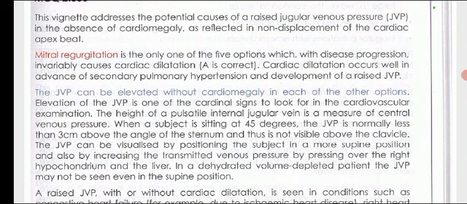Elevation of the JVP is one of the cardinal signs to look for in the cardiovascular examination. The height of a pulsatile internal jugular vein is a measure of central venous pressure. When a subject is sitting at 45 degrees, the JVP is normally less than 3 centimeters above the angle of the sternum and thus is not visible above the clavicle. The JVP can be visualized by positioning the subject in a more supine position and also by increasing the transmitted venous pressure by pressing over the right hypochondrium and the liver. In a dehydrated, volume-depleted patient, the JVP may not be seen even in the supine position.